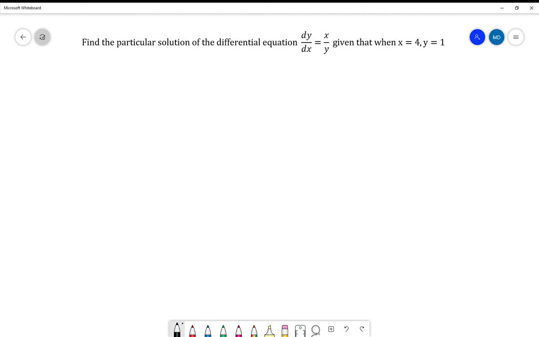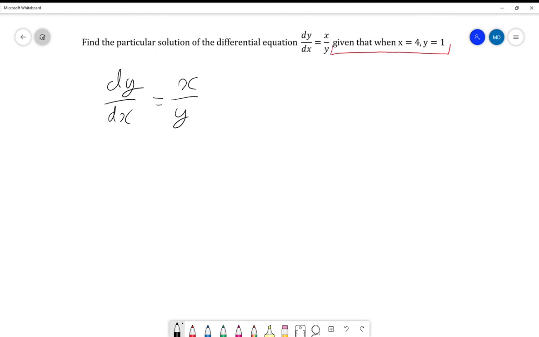Okay, so first of all, here's an example. Here's a differential equation, and the only extra bit from last video is this bit over here. It says, given that when x equals 4, y equals 1. So the process, for the start, is pretty much exactly the same. We're going to say we have dy by dx equal to x over y.